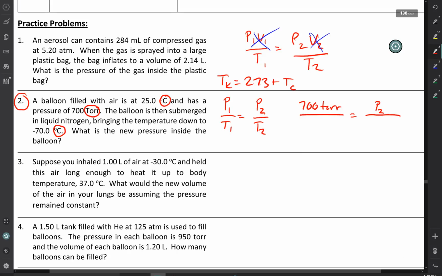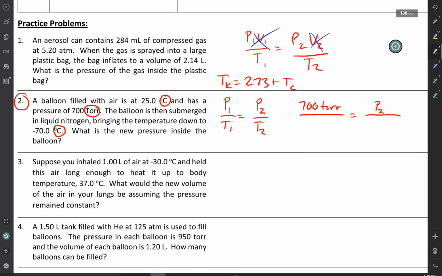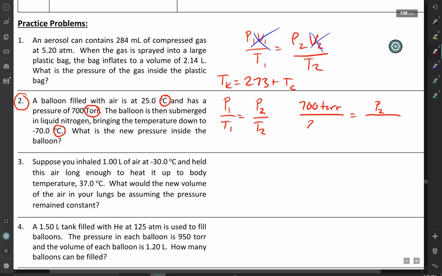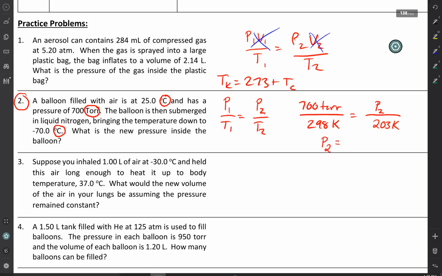I'm not super concerned with you showing me this formula. I trust that you can add or subtract numbers from 273. So we've got 25 degrees Celsius. That's going to be equal to 298 Kelvin. And negative 70 degrees Celsius, that's going to be equal to 203 Kelvin. And that's really it. Now you're just set up for a simple algebra equation.